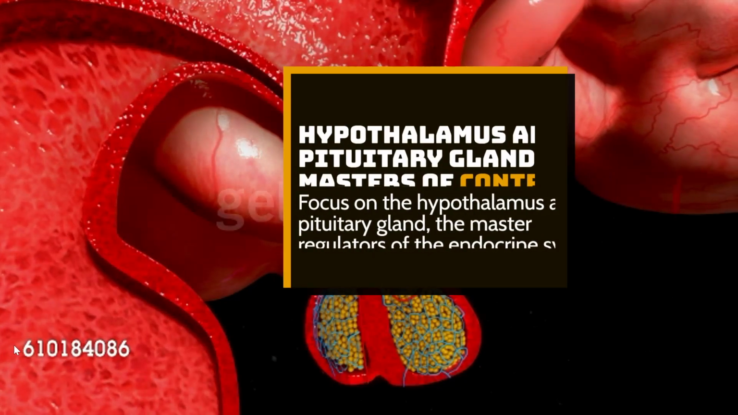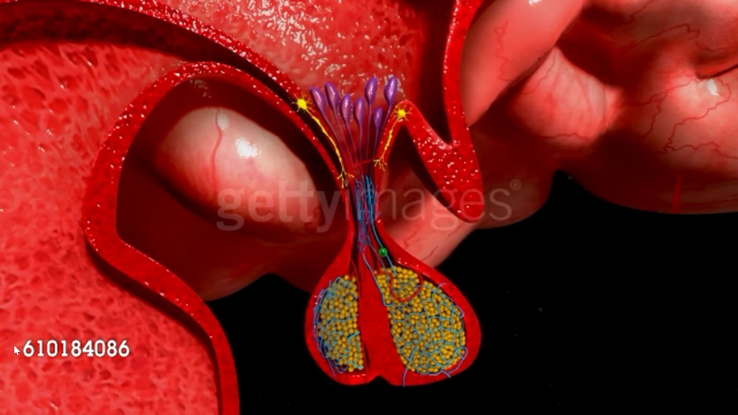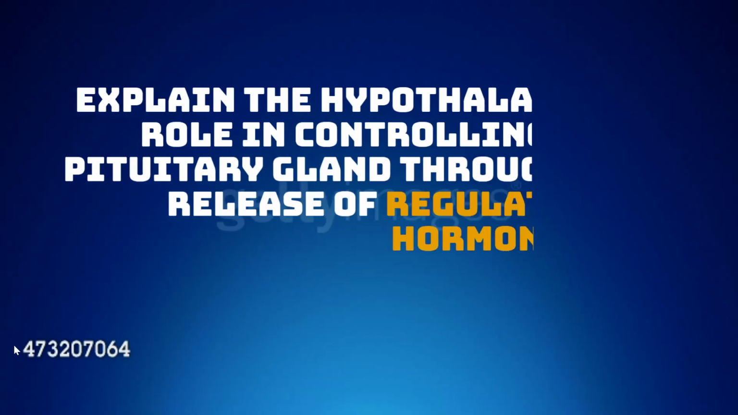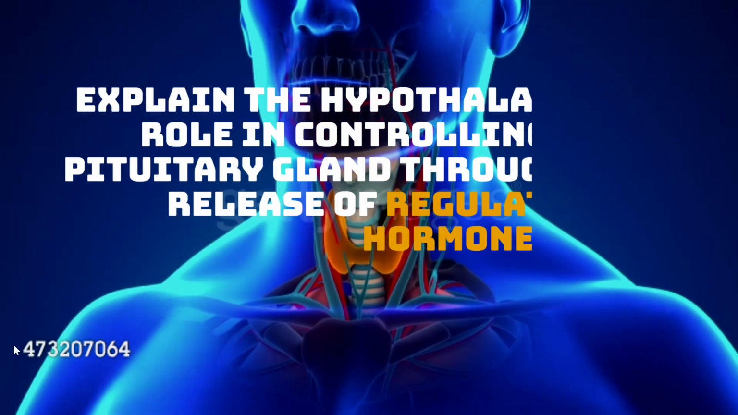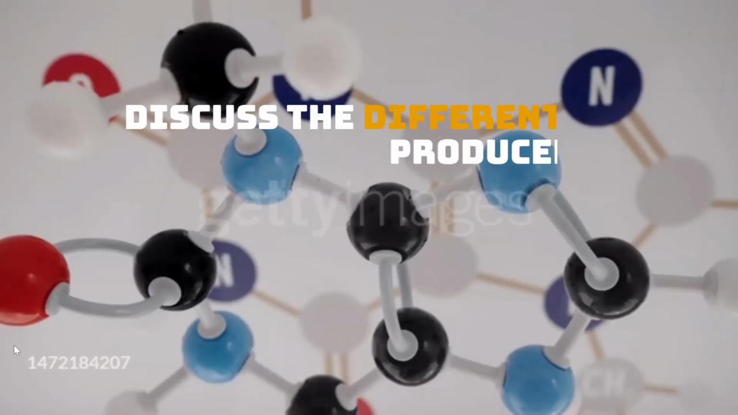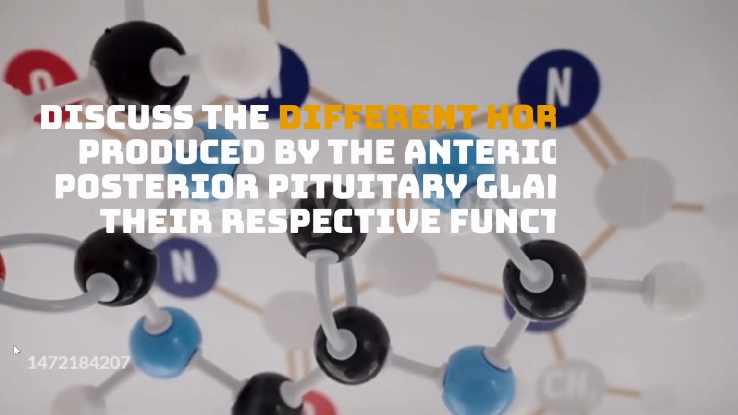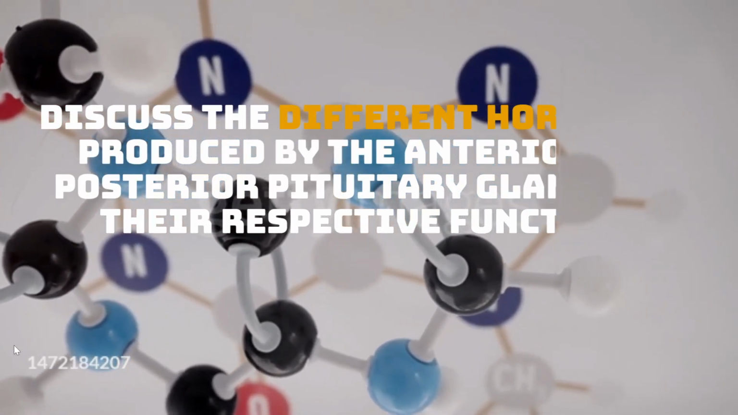Hypothalamus and pituitary gland, masters of control. Focus on the hypothalamus and pituitary gland, the master regulators of the endocrine system. Explain the hypothalamus's role in controlling the pituitary gland through the release of regulatory hormones. Discuss the different hormones produced by the anterior and posterior pituitary gland and their respective functions.